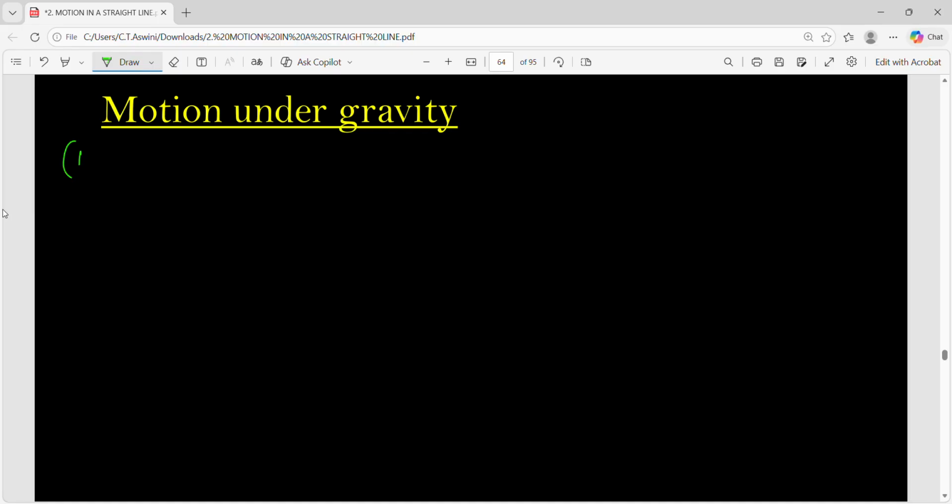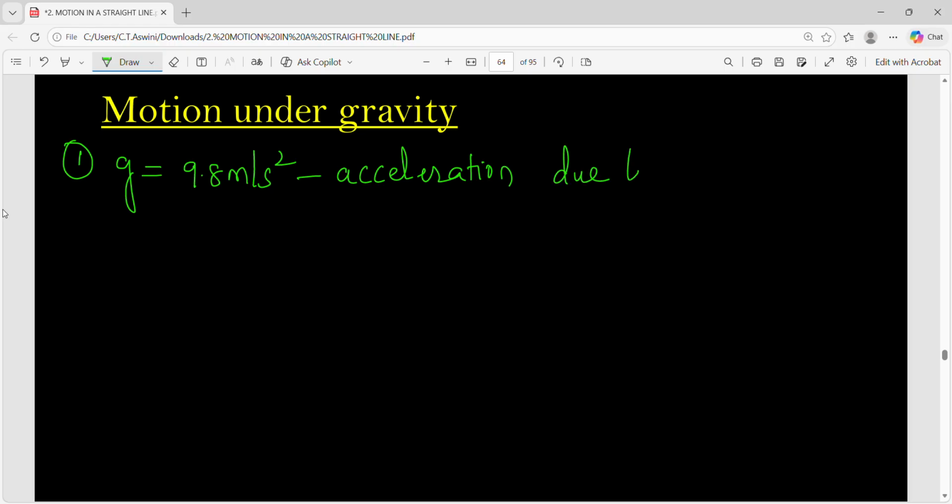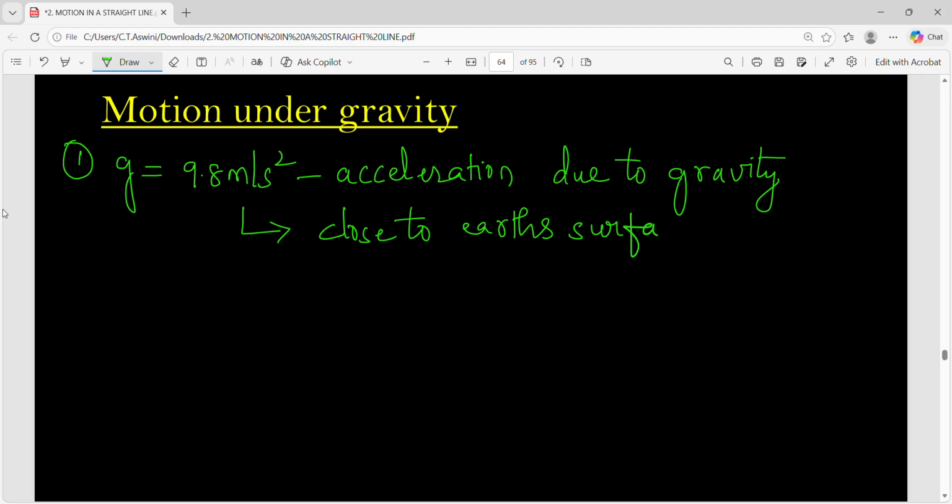So certain important points you have to remember. We will have a term called g. What is g? 9.8 meter per second square. And what do we call it? It's called acceleration due to gravity. That means the body is possessing acceleration because of Earth's gravity. And its value is constant, 9.8 meter per second square, and this is close to Earth's surface. You have to consider 9.8 for the points close to Earth's surface.